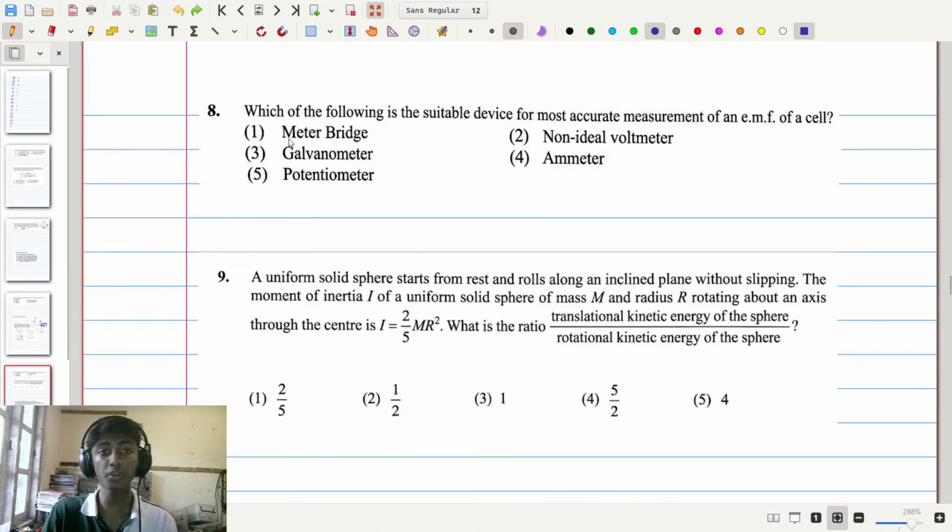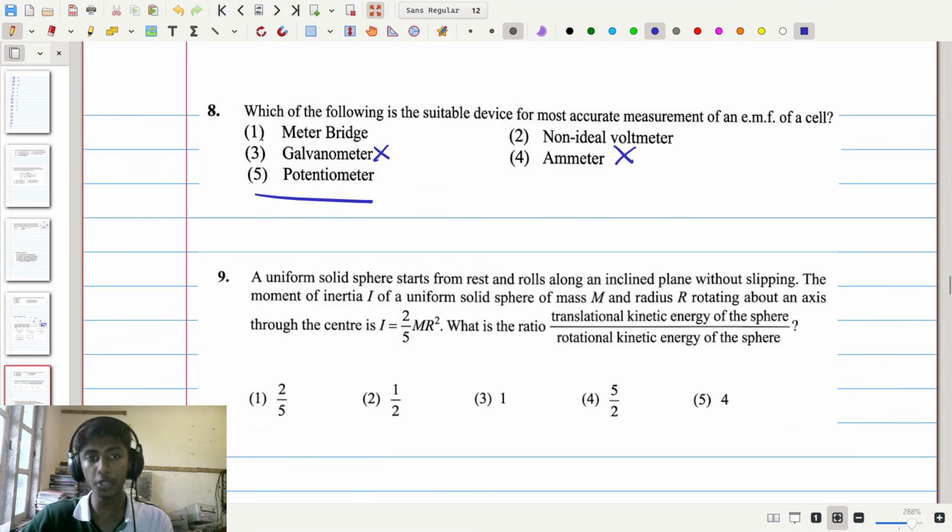Now moving on to the next question. The next question says, which of the following is the suitable device for the most accurate measurement of the EMF of a cell? Considering this, we can see immediately galvanometer and ammeter are both wrong, since both of them measure the current. So they are wrong. Now considering the remaining, the correct answer is potentiometer.